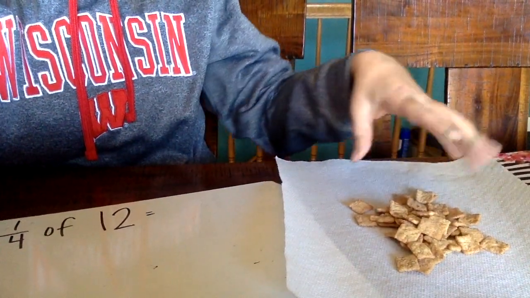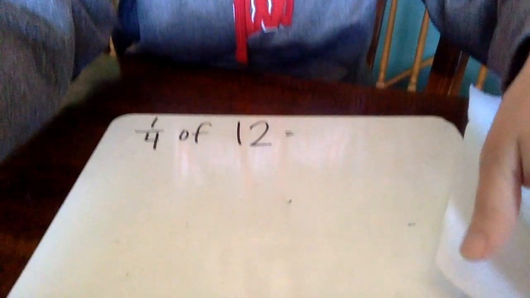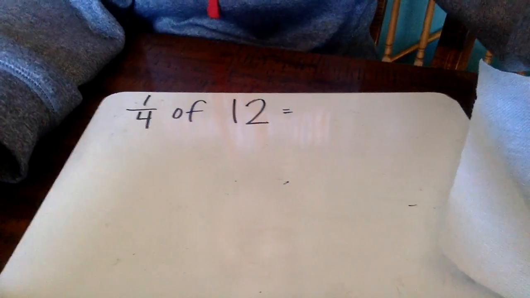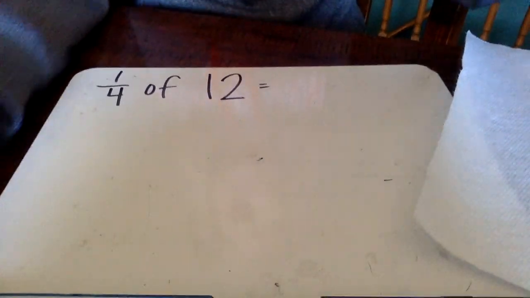So for my next story problem, we're going to change the problem, and we're going to change the way we solve it. So this time I have gone and gotten some cereal. Just put it next to me. And the fraction that we're going to work on is 1/4 of 12.